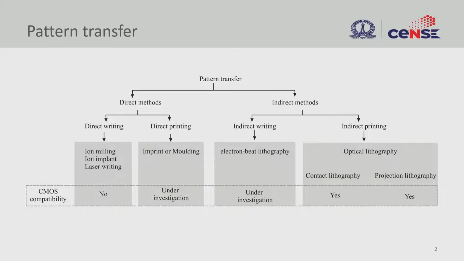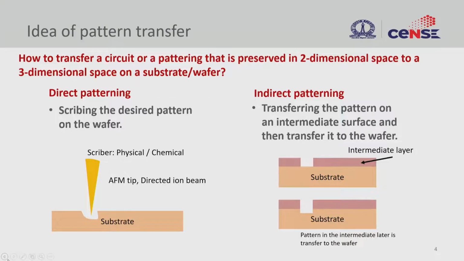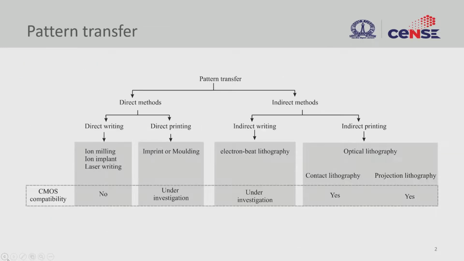So pattern transfer can be classified into two broad categories. One is direct pattern transfer and the other one is indirect pattern transfer. Those are the two broad classifications. Okay, so what do we mean by direct? Direct means if I take a film, right, then I can directly make the cross section, right? I don't need any intermediate layers, so I can directly pattern whatever substrate or whatever material that I want to pattern. I can do that patterning.